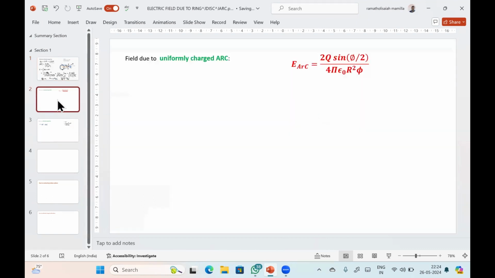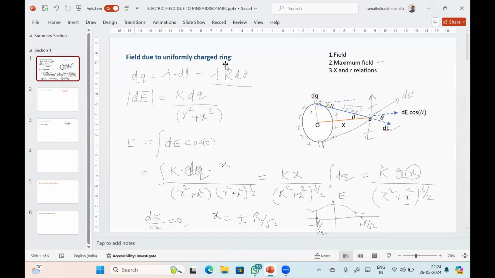So you can understand about the ring, how to calculate that. So now coming into arc. So in a previous slide, 2 more points I have to discuss here.